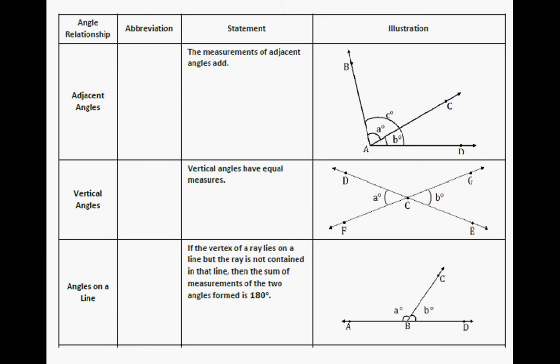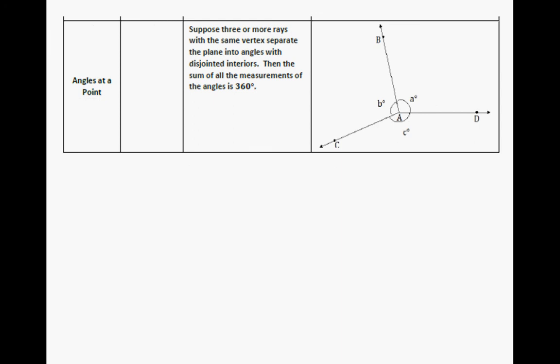So we have adjacent angles, and we would abbreviate that as angles and then ADJ for adjacent. If we have vertical angles, then we use vert, V-E-R-T, and then the angle, and if we have more than one, obviously, we put an S at the end of it. Angles on a line would just be angles, the symbol for angles, and then on a line. And angles at a point would be angles at a point.